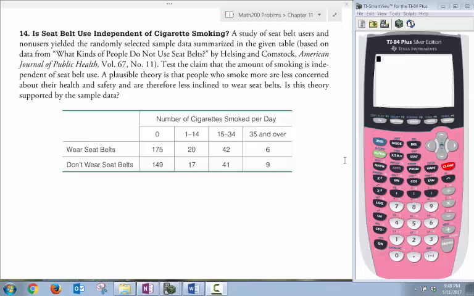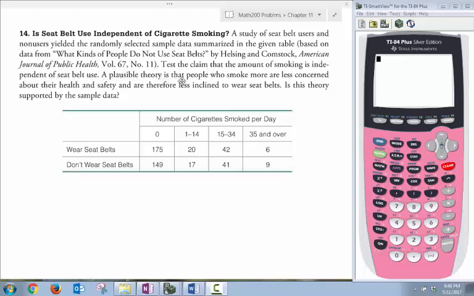Let's take a look at this problem from section 11-3. A study of seatbelt users and non-users yielded the randomly selected sample data summarized in the given table. The tester claimed that the amount of smoking is independent of seatbelt use.